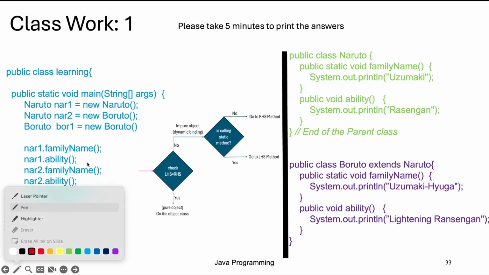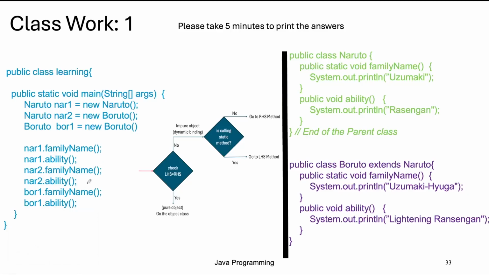Let me erase it. Let us bring the compiler logic here. Check LHS equivalent to RHS. No. So we will do dynamic binding. You come here. Now check this function. Is it a static function or not a static function? Here ability is not a static function. Here also ability is not a static function.